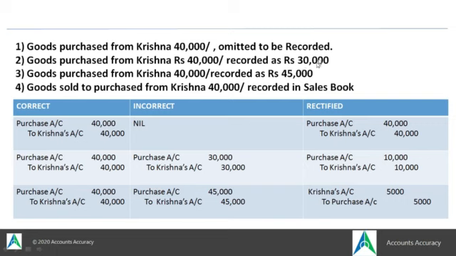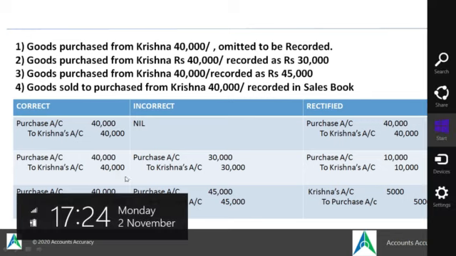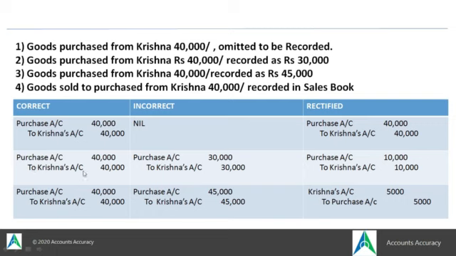Come to the next, that is goods purchased from Krishna 40,000 recorded as 30,000. What do you notice? Again 30,000, that means 10,000 less amount got recorded. So your correct entry will be purchases account to Krishna account 40,000. Incorrect entry will be purchase account to Krishna account 30,000. 10,000 less amount got recorded. You have to pass the same entry, that is purchase account to Krishna account. Just deduct 40,000 minus 30,000 will bring 10,000. That 10,000 will again be entered in the books of account as rectified entry.